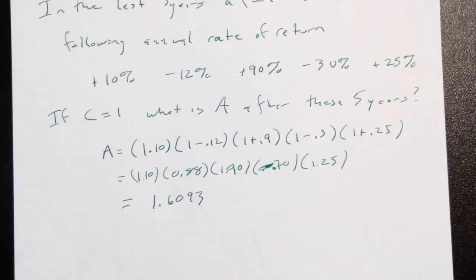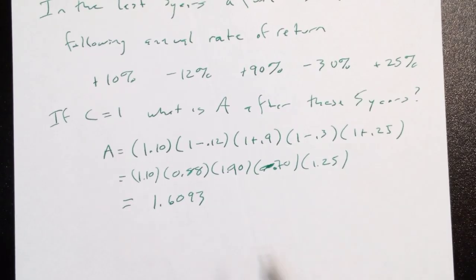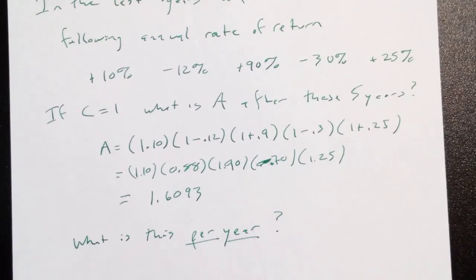I made $6,093 on a $10,000 investment. I made a bunch of money here over 5 years. What did I make per year on average? Again, how did you get that? Wait a minute. I multiply, right?